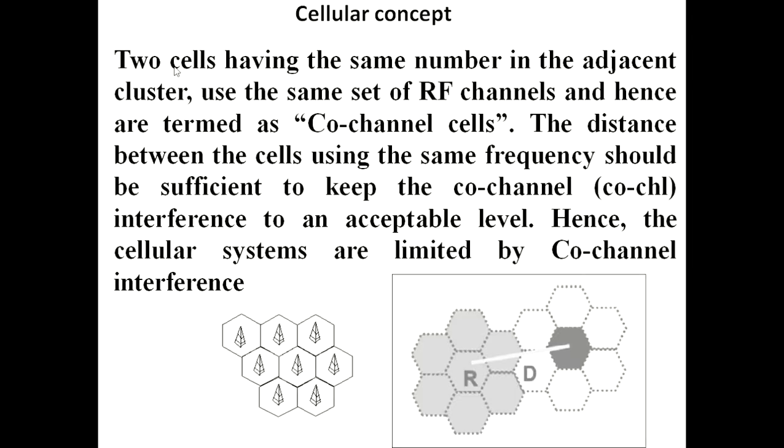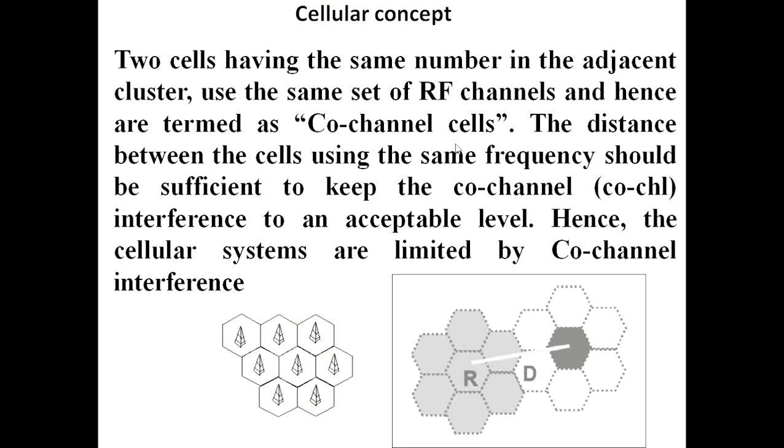What is the meaning of co-channels? Two cells having the same number in adjacent clusters. For example, if this is one cluster and this is another cluster, and we number the cells from 1 to 7 in each, the third cell in this cluster and the third cell in the other cluster are called co-channel cells. Two cells having the same number in adjacent clusters use the same set of RF channels, and hence they are called co-channel cells.